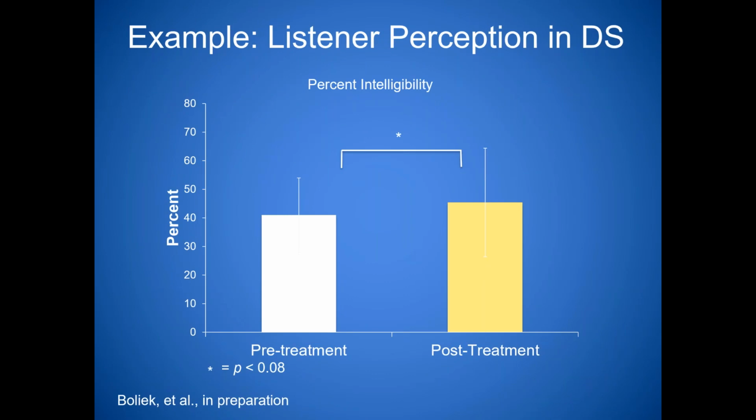In addition, I'm going to show you this slide because it represents listener perception in that same group of children with Down syndrome on percent intelligibility. And so what you see is percent on the vertical axis, again, pre-treatment in white and post-treatment in gold. And we see an increase in listener perception of intelligibility following treatment. This is a trend, but in phase 1 research, a trend is quite good, especially with a small group of individuals. And so we're preparing this particular result for publication this summer. Next slide.